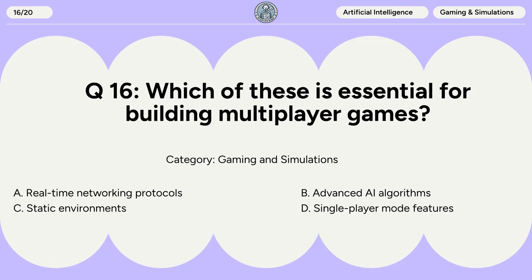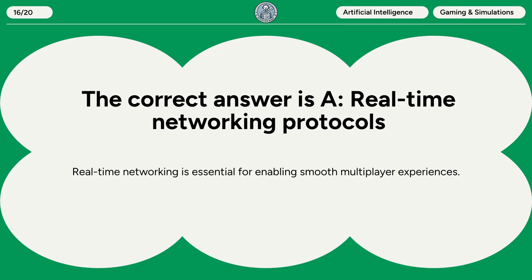Question 16. Which of these is essential for building multiplayer games? A. Real-time networking protocols. B. Advanced AI algorithms. C. Static environments. D. Single-player mode features. The correct answer is A. Real-time networking protocols. Real-time networking is essential for enabling smooth multiplayer experiences.